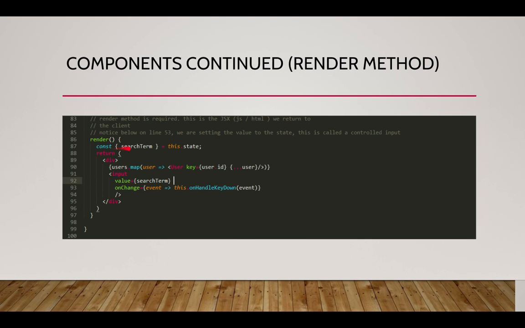So just some ESX if you're not familiar with it. We're saying const and then in braces searchTerm equals this.state. So what this is literally saying is const searchTerm equals this.state.searchTerm. This is called destructuring. We are literally plucking off a property of the state. Okay, so just kind of a nifty way, and then we're putting it into a variable. You can do this with many properties.